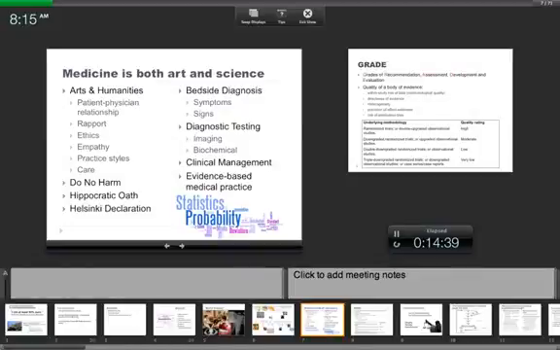And many of the doctors take the oath of Hippocrates. Hippocrates was considered the father of Western medicine. And I went to a medical school where all the graduates took the oath of Hippocrates to affirm the ethical standards of the physician.